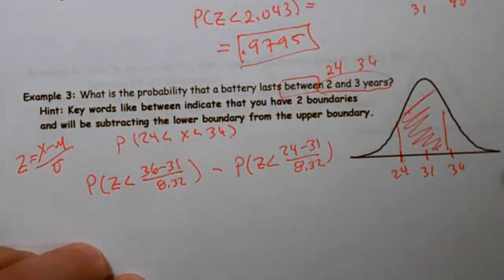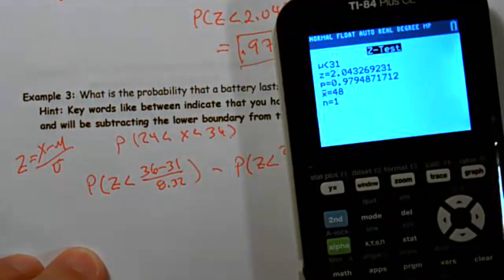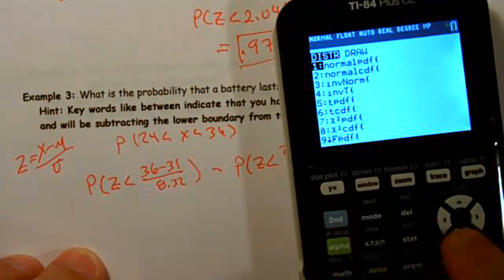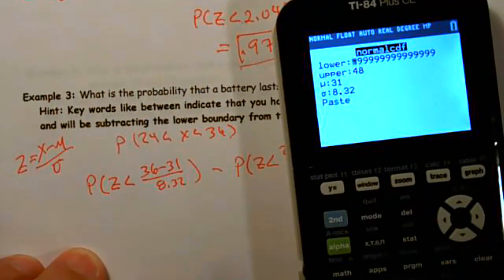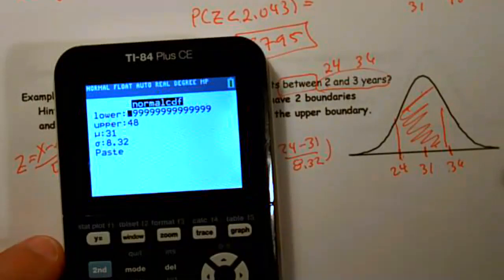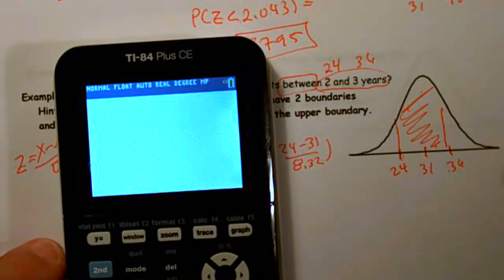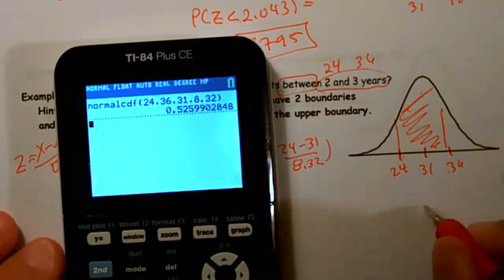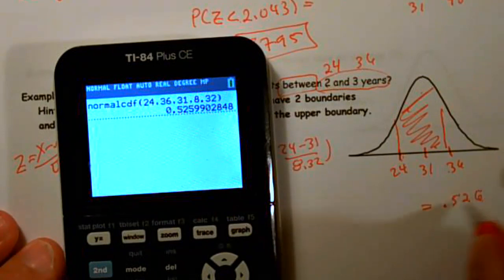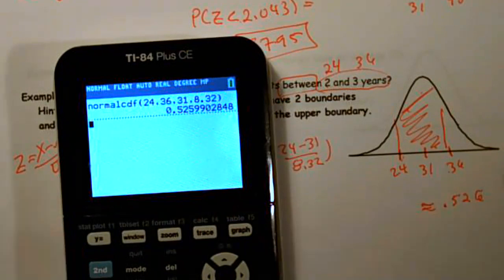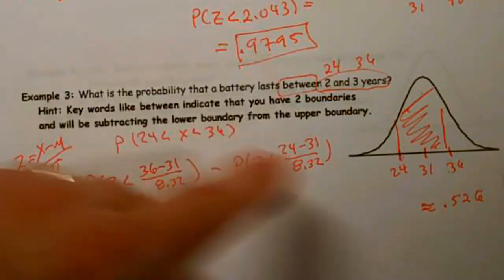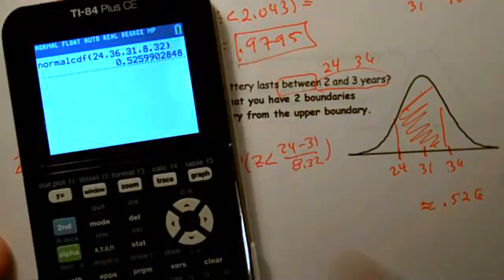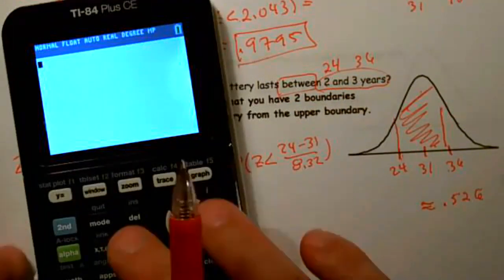Now, this is a really nice time to actually use the normal CDF, and I am going to do this both ways. So second vars, normal CDF, lower bound, looking at my chart, is 24. Upper bound is 36. Mean is 31. Standard deviation 8.32. And right there, we are done. It did everything all in one moment. That equals approximately 0.526. Once again, it didn't give me my z-scores, and it would be best if I went back and calculated those by hand.